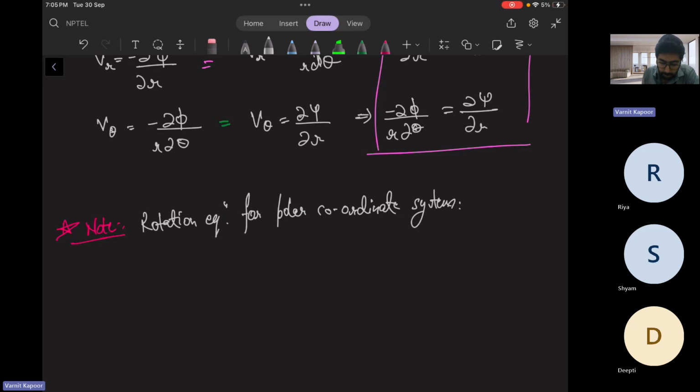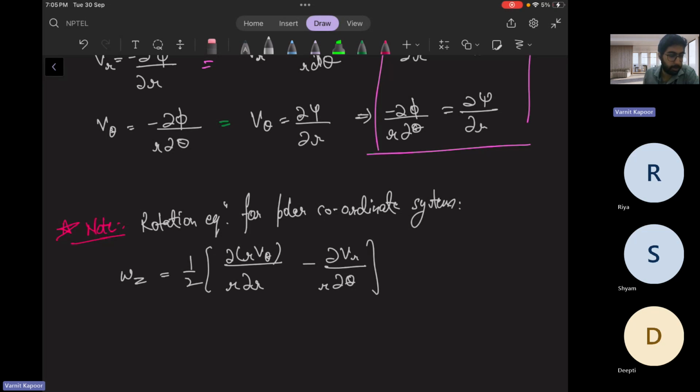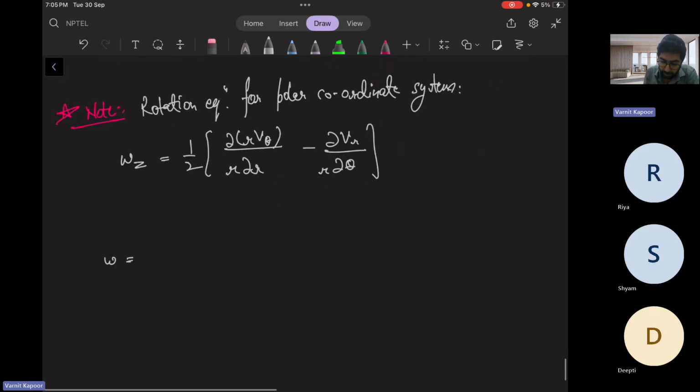is nothing but omega of z is half of dou by r, dou r of r v theta minus dou of vr by dou theta, all divided by r. So how do we get that? If I say my general omega is this for any direction, er is the radial direction, e theta, and these are the unit vectors, ez.